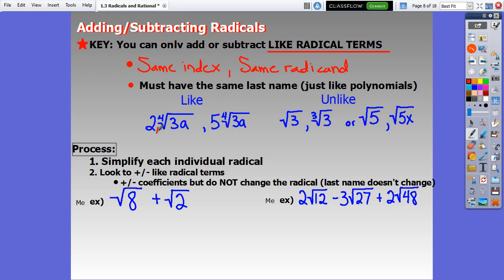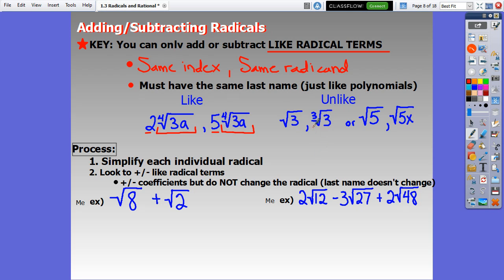So you can see that anything that we consider a variable factor would be considered sort of the item's name. And the numerical factor is going to be how many we have of that. So we have 2 bananas and 5 bananas. And so if we added it, we'd have 7 bananas. See how the last name doesn't change? Or if we subtracted, it'd be -3 bananas. Last name doesn't change.